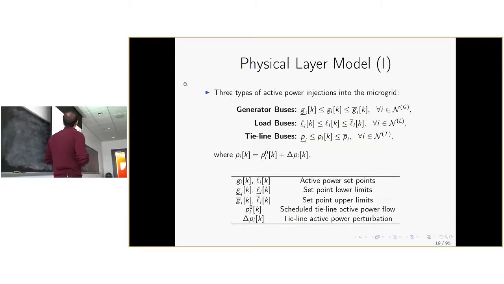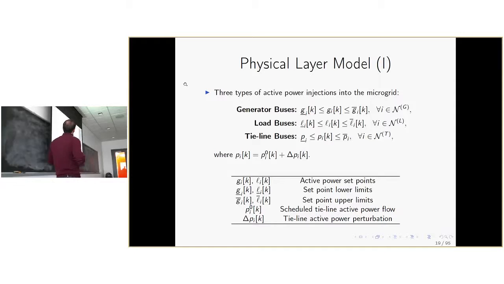Let's talk about the physical layer. We consider a lossless microgrid. However, the results can be extended to lossy microgrids with homogeneous R/X ratios. We have three kinds of buses: generator buses, load buses, and tie line buses. At each generator, load, or tie line bus, there are limits on how much active power can be injected into the grid.